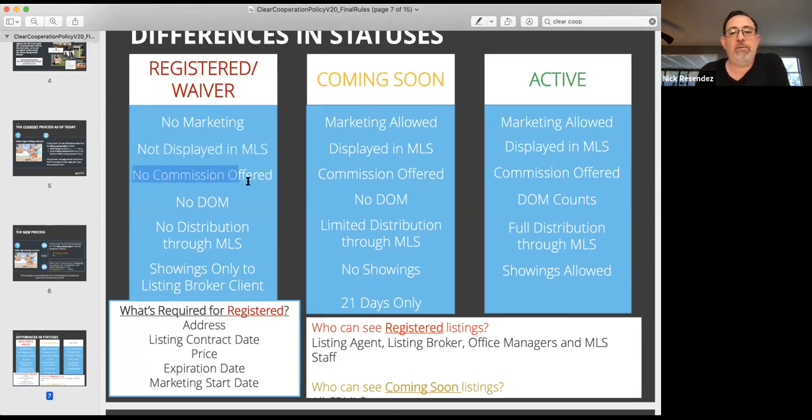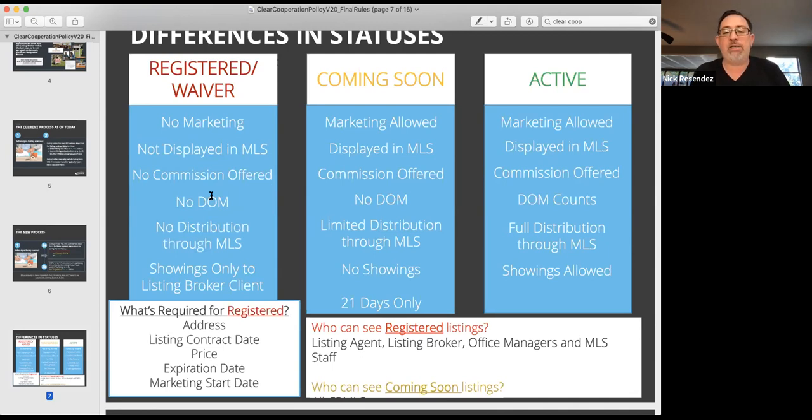No commission offered. Okay, so we're at a point where we can't sell it to an outside company or an outside broker because it's off market. So there's no compensation offered to outside agents at this point. The days on market does not accrue. Your days on market will stay 0 until it goes to the MLS. It does not get distributed to the MLS, like we said, okay? And again, showings to listing broker client only, as we discussed. Now, that's registered.